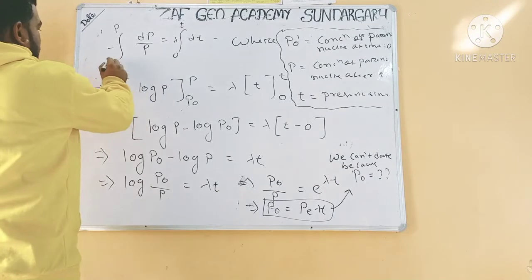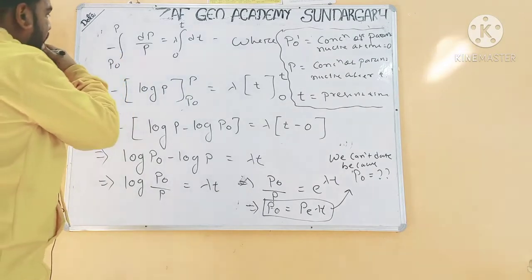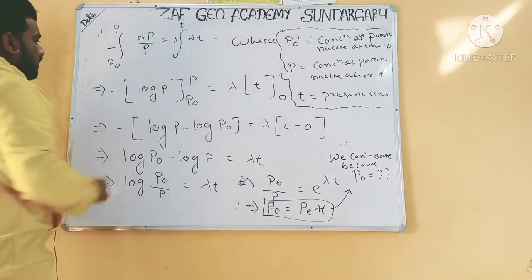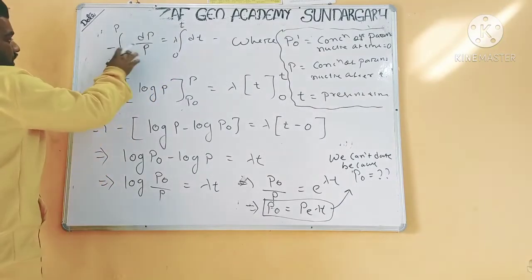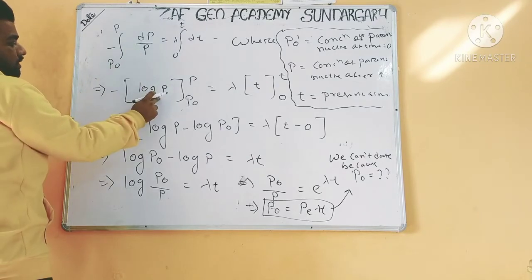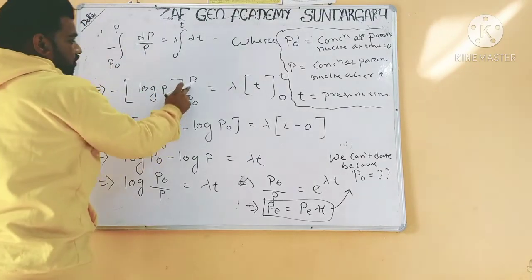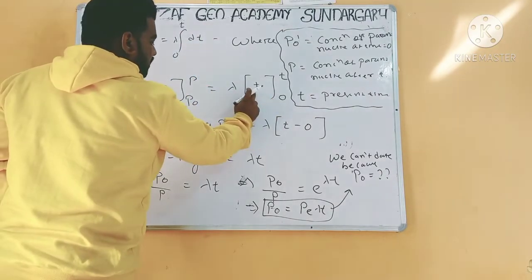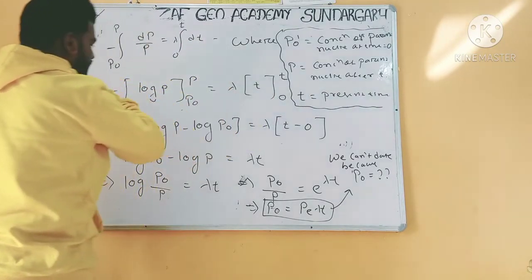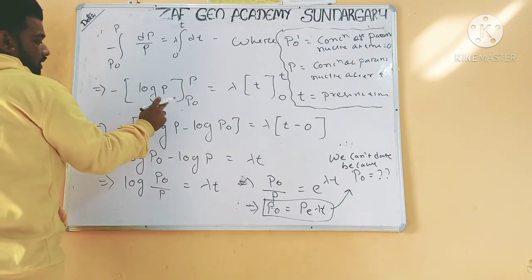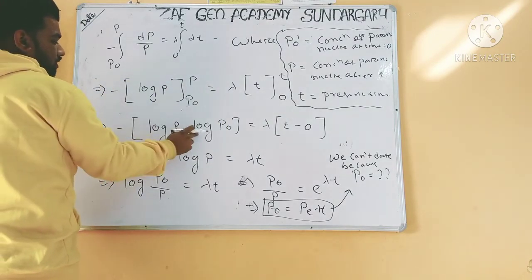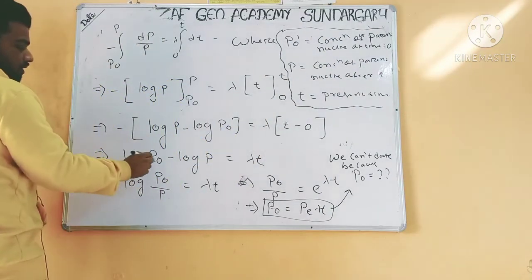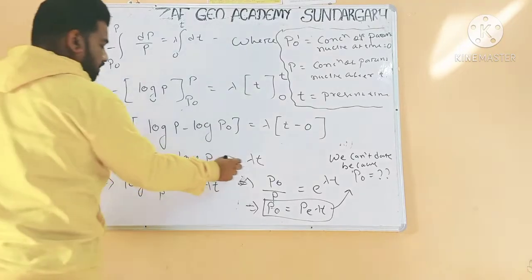Now here I have derived the integration from P naught to P of dP by P is equal to lambda times the integration of dt from 0 to t. The integration of dx by x is log x, so log P from P naught to P, and the integration of dt is t from 0 to t. Now just put the limits. This is log P minus log P naught is equal to lambda t minus 0. So log P naught minus log P is equal to lambda t.